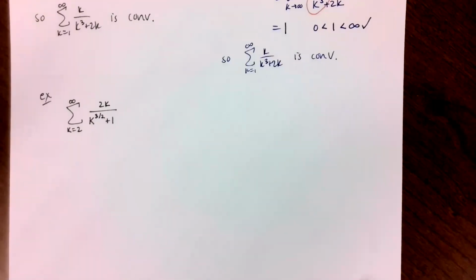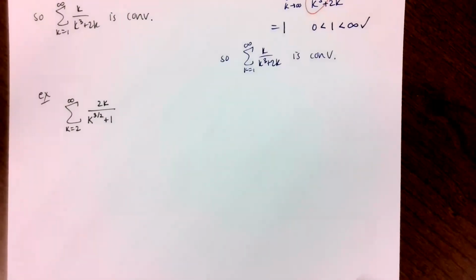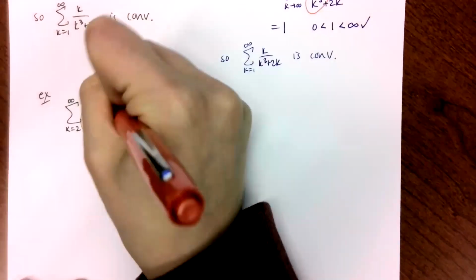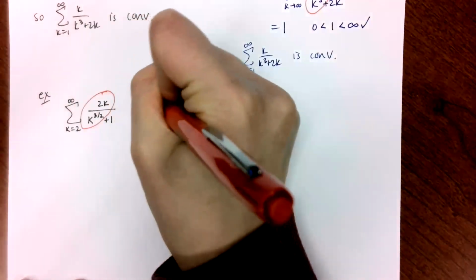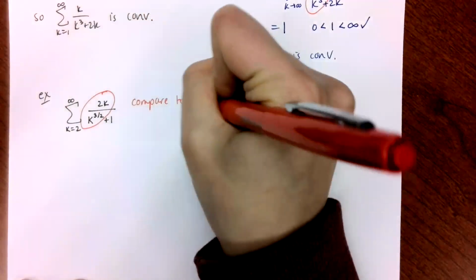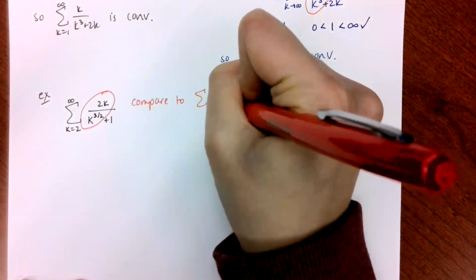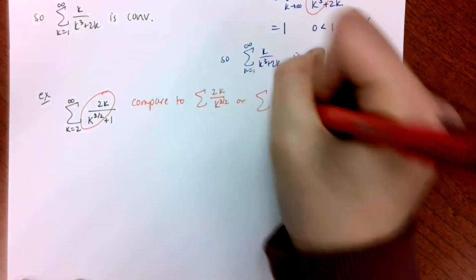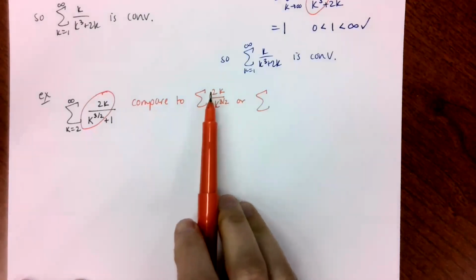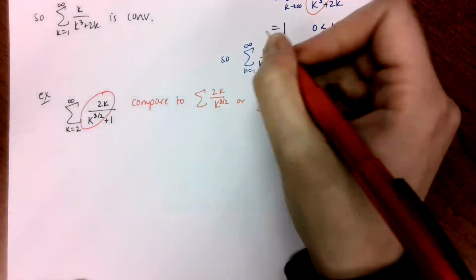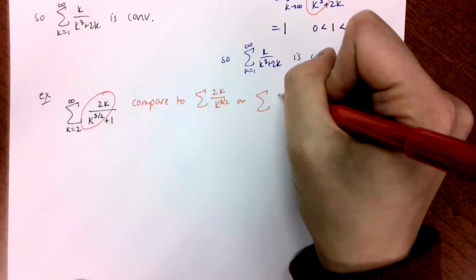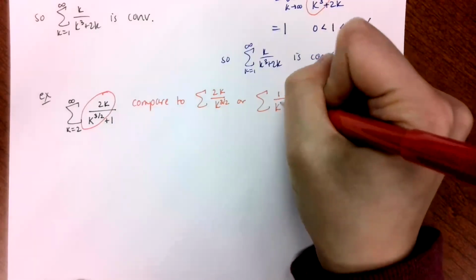So my second example is the series 2k over k to the 3 halves plus 1. All right, so again, I'm going to just focus on the highest power of k, top and bottom. So this tells me I want to compare it to the series 2k over k to the 3 halves. Or I could lose the 2. You don't really have to take a constant with you here. So if we want to simplify this, instead of 2 over k to the 1 half, just 1 over k to the 1 half.